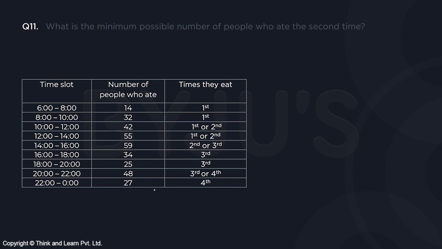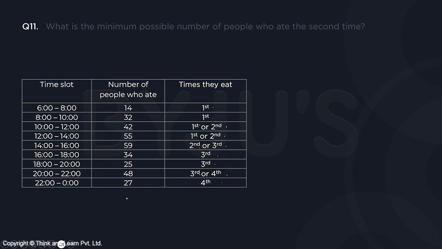So here is the table that is given to us. He said that people can eat for the first time from 6 to 14. So therefore, I've written first up to 14. People eating for the second time can eat from 10 to 16. So from 10 to 16, I have written second. People eating for the third time can eat from 14 to 22. So therefore, I have written third, and third over here. Similarly, people eating for the fourth time can eat from 20 to 00. So that I have written at the end.